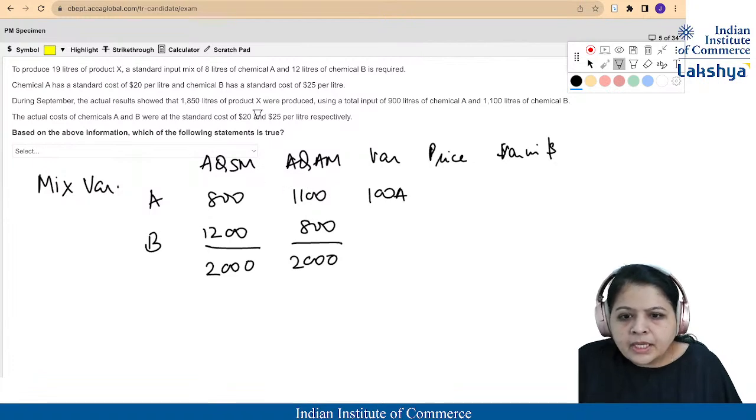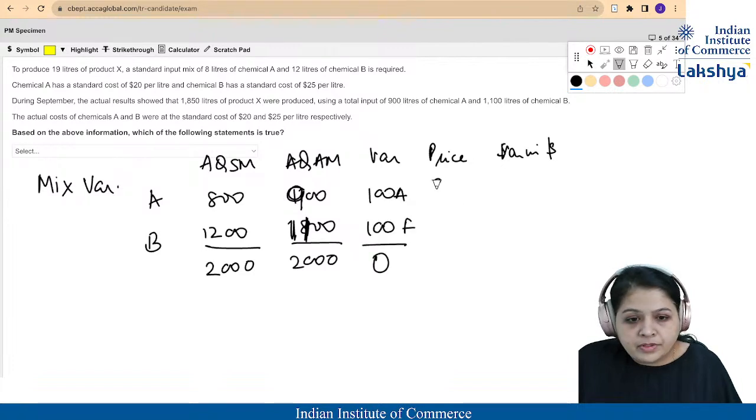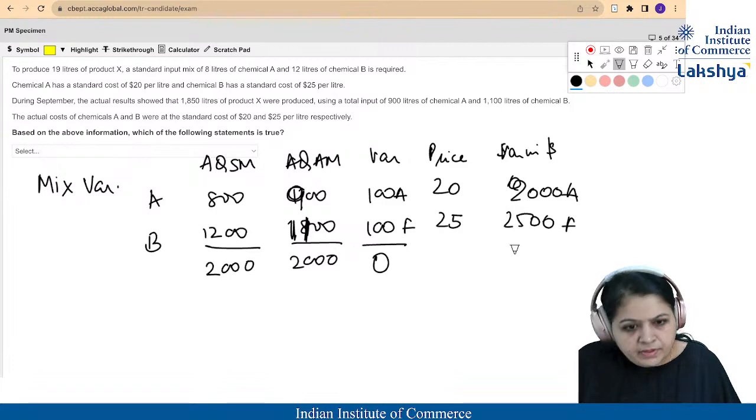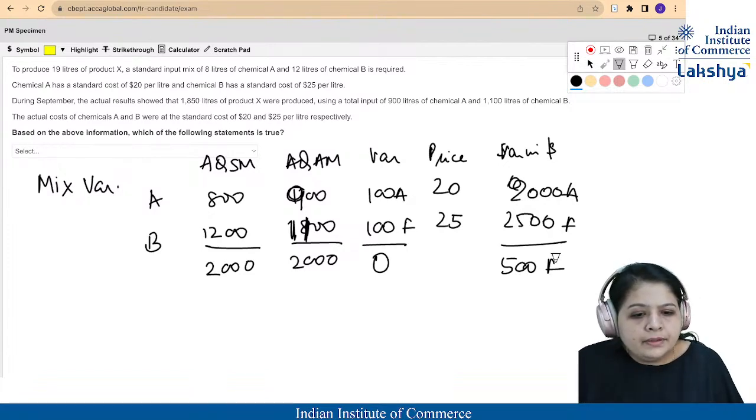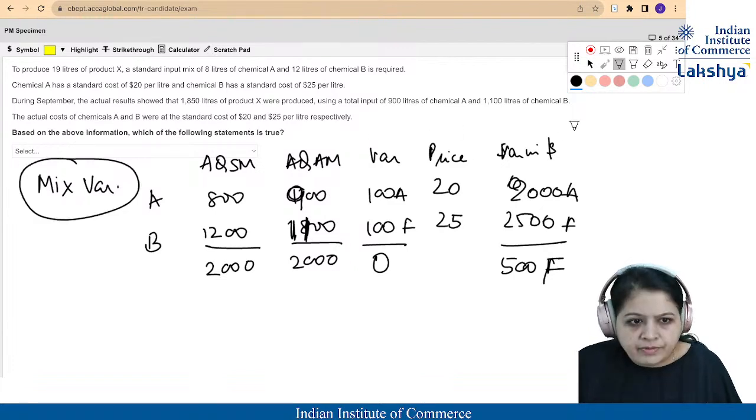Sorry, A was used how much? 900, and B is used 1100. So 100 adverse and 100 favorable. There is no difference in price, 20 and 25. So this is going to be 2000 adverse and 2500 favorable, right? So that is 500 favorable.